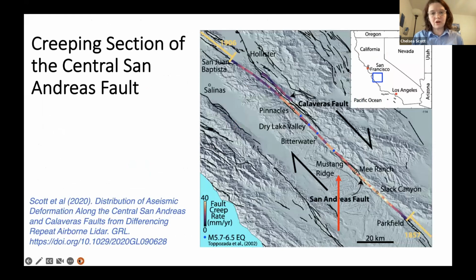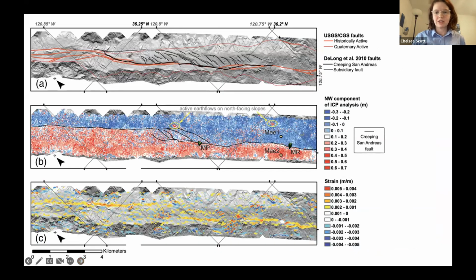We're now going to go to the creeping section of the central San Andreas fault, which is shown here. And I've colored the central San Andreas fault here, as well as the Calaveras fault. Those are both colored according to the slip rate resolved from topographic differencing. I will now zoom in here to Mustang Ridge. This area has been the focus of several USGS scientists who've mapped both in the field and from LiDAR data, and they've produced this map of the area.